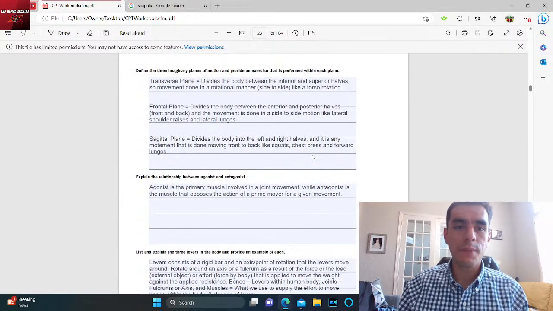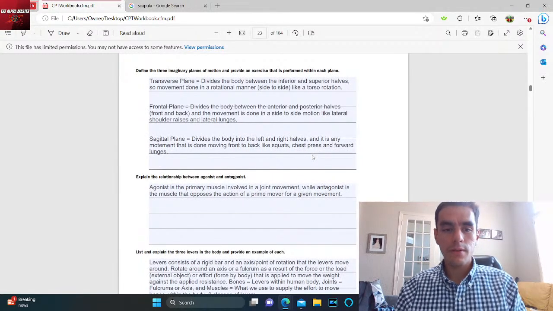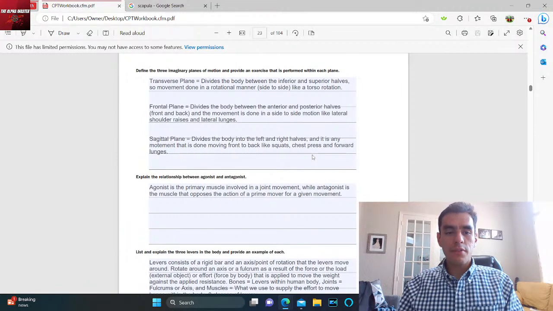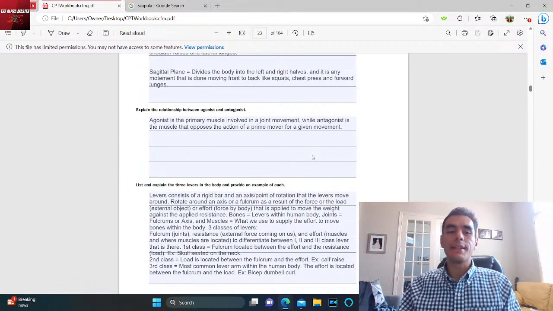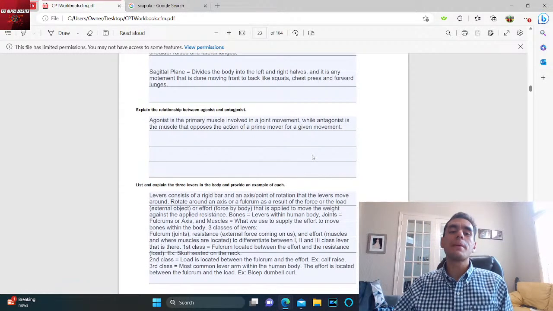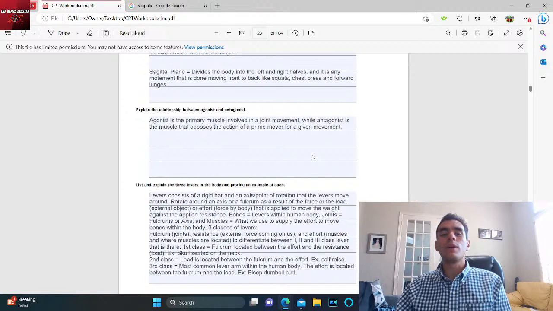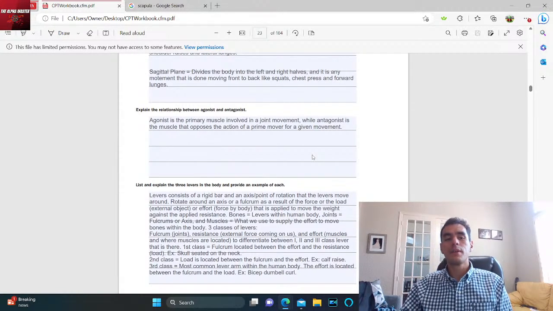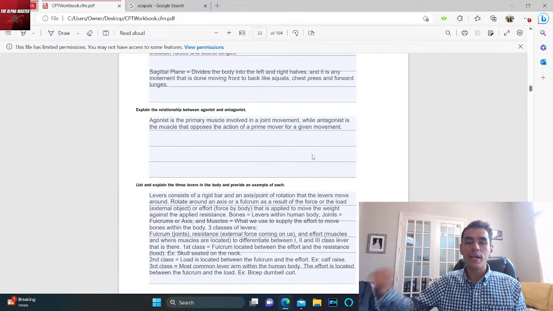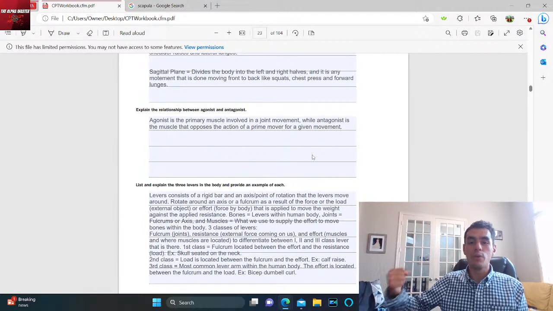Now explain the relationship between the agonist and antagonist. The agonist is going to be the primary muscle involved in a joint movement, while the antagonist is the muscle that opposes the action of a prime mover for a given movement.